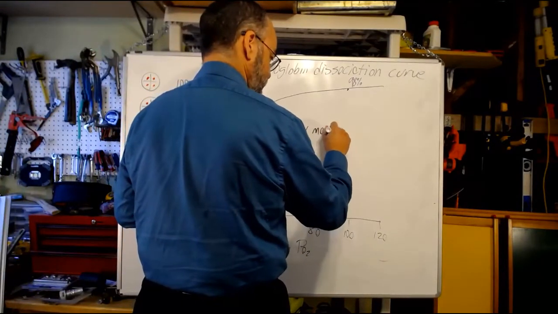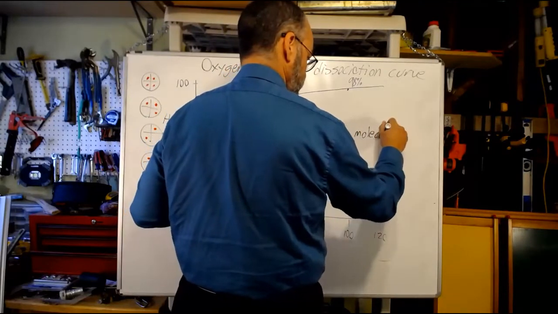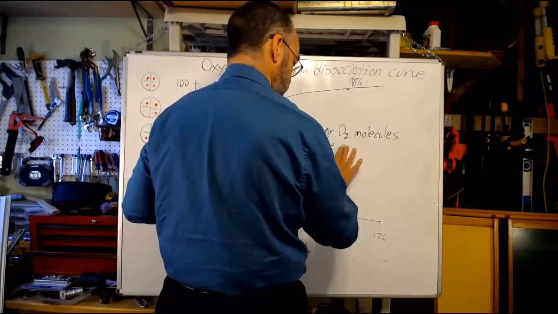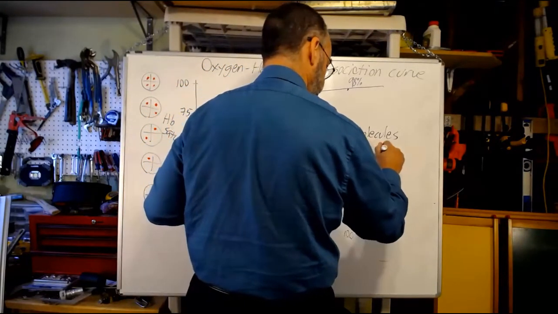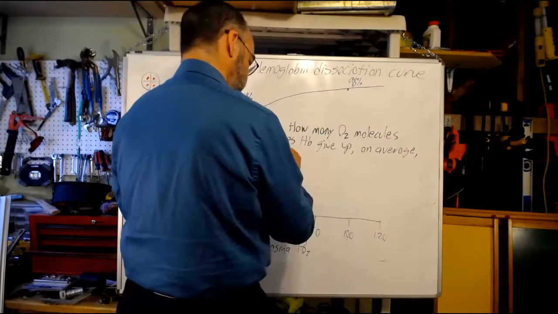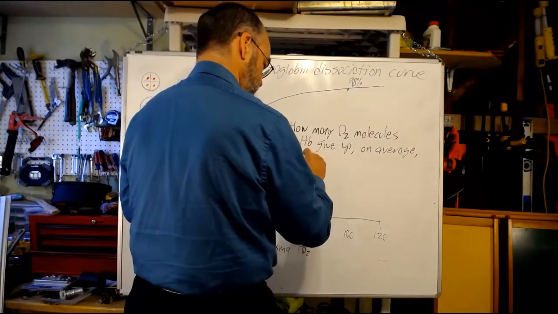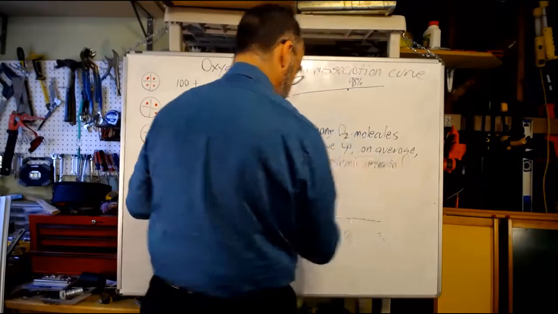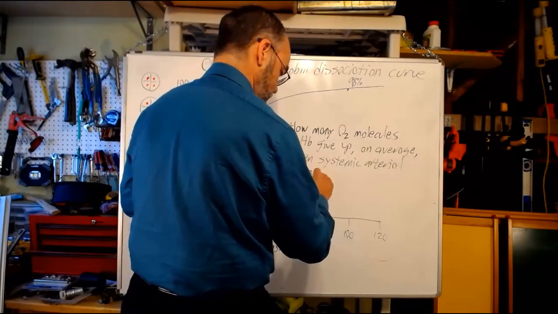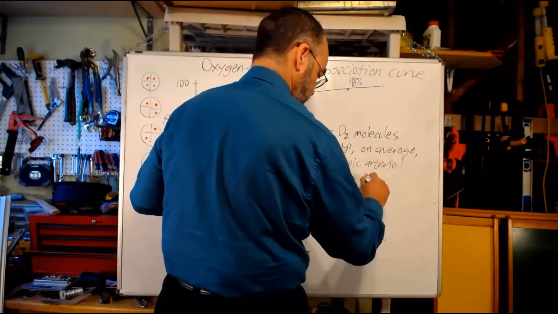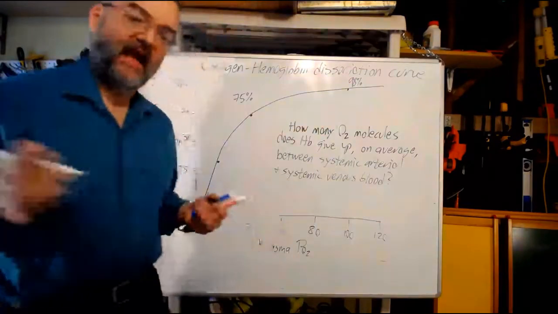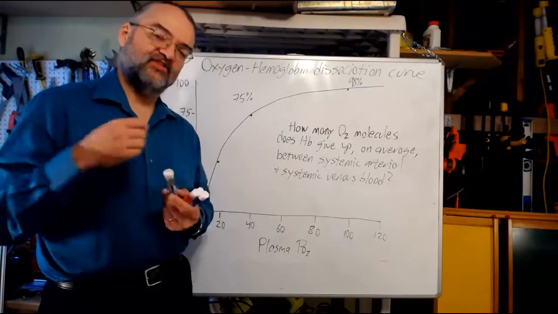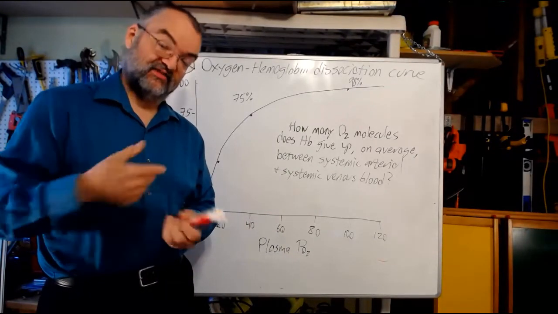So, if my question is, how many oxygen molecules does hemoglobin give up on average between systemic arterial and systemic venous blood? In other words, as my blood goes from the systemic arteries through the capillaries and ends up in the systemic veins, how much oxygen does the hemoglobin tend to give up to the blood and then to the tissues?